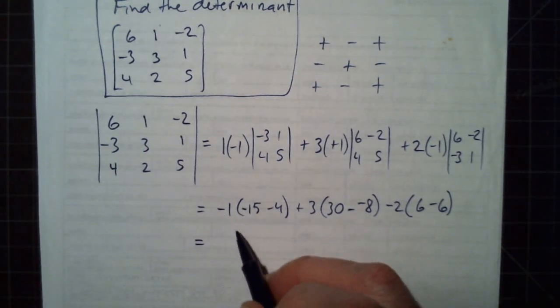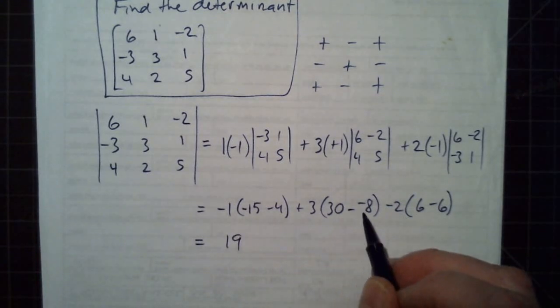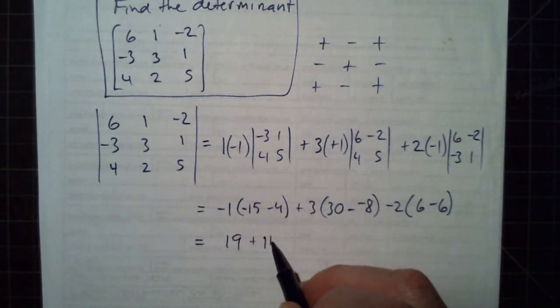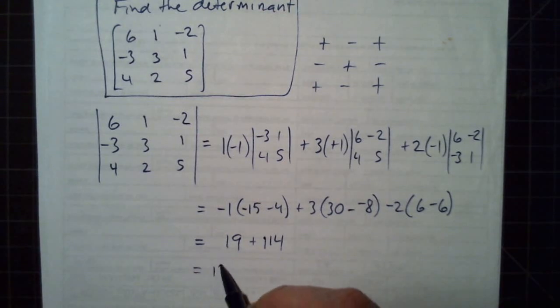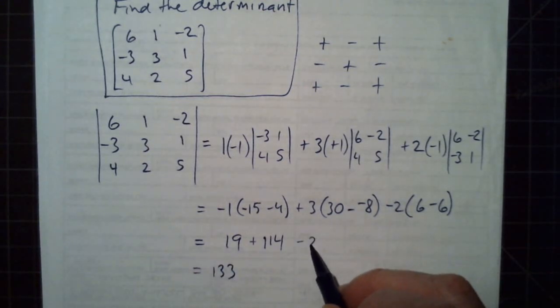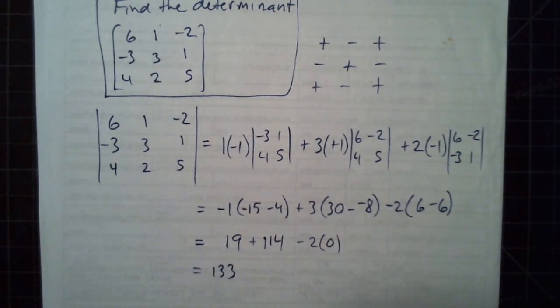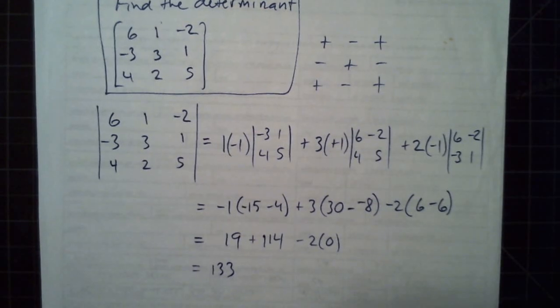Alright, negative 19, that will be a positive 19. Positive 38 times 3, 114. And we get 133. That is going to be 0. So that's how we can find determinants.